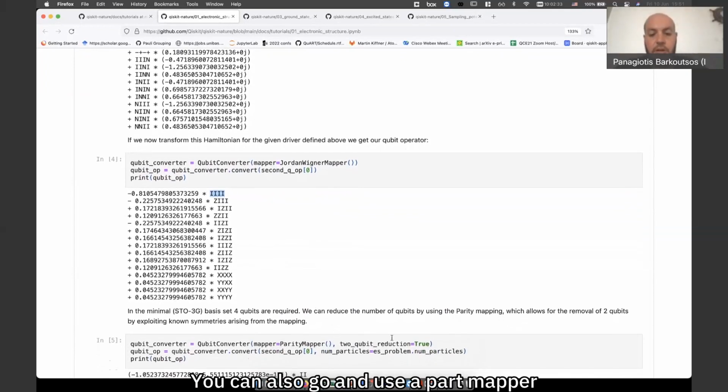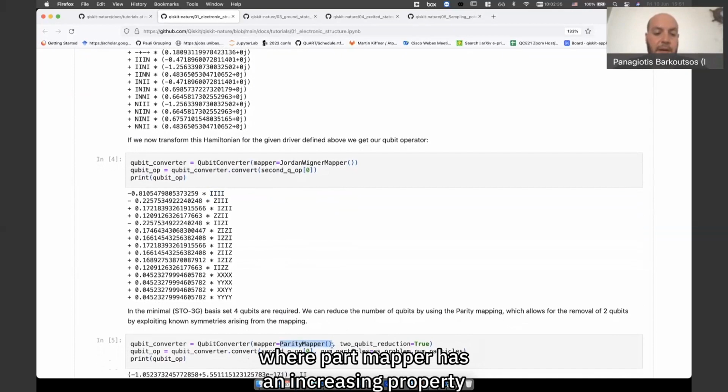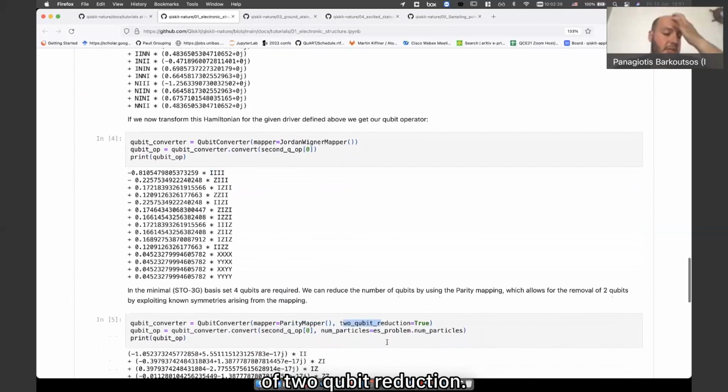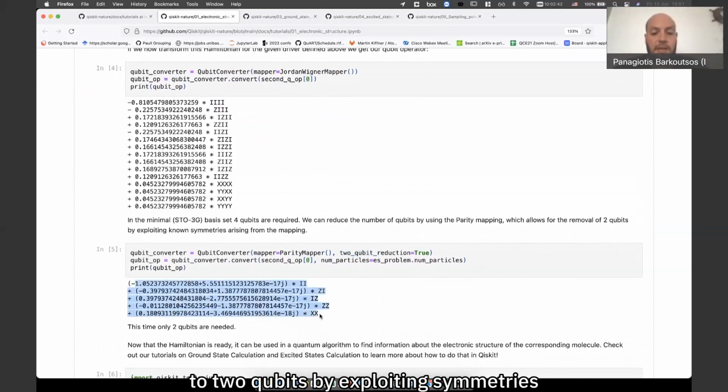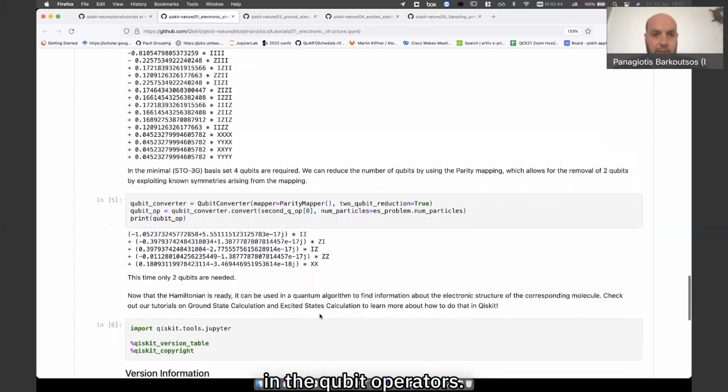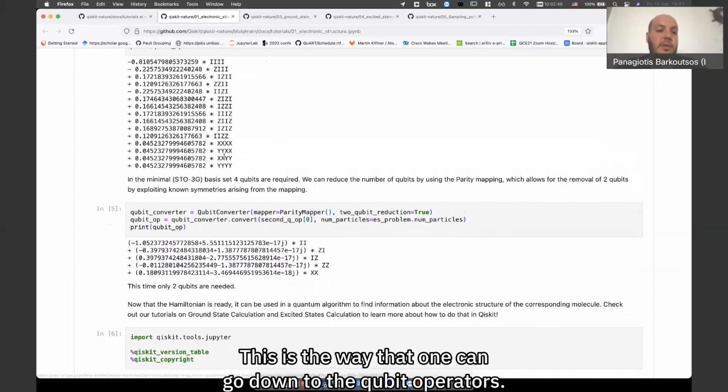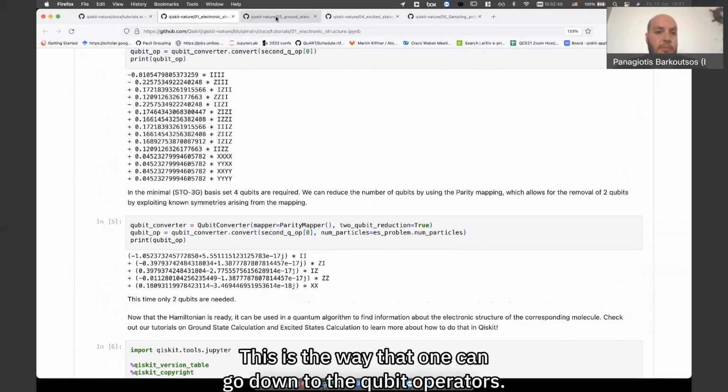You can also use a parity mapper, where the parity mapper has an intrinsic property of two-qubit reduction. And you see that you can also map the Hamiltonian down to 2 qubits by exploiting symmetries in the qubit operators. This is the way that one can go down to the qubit operators.